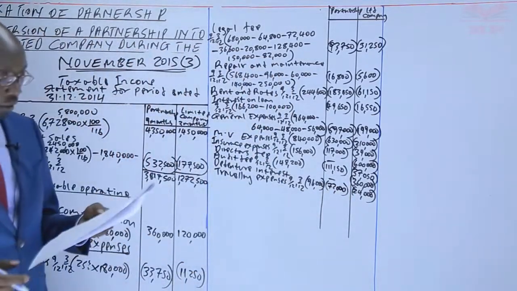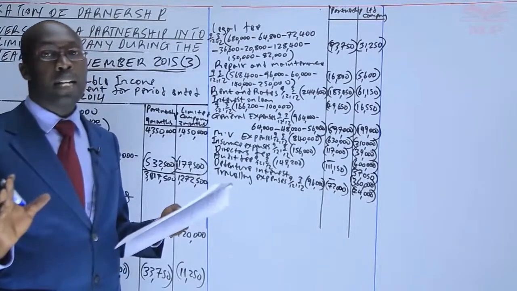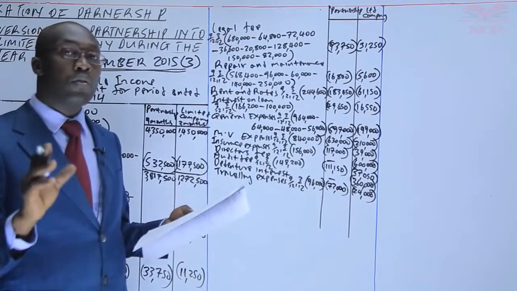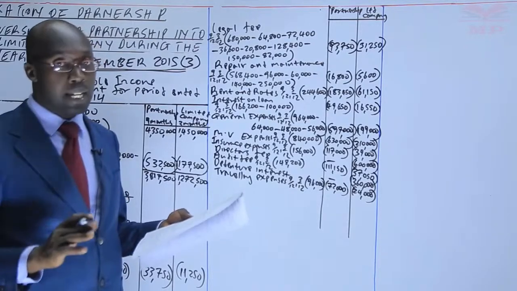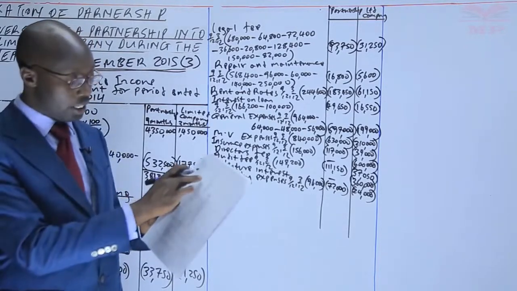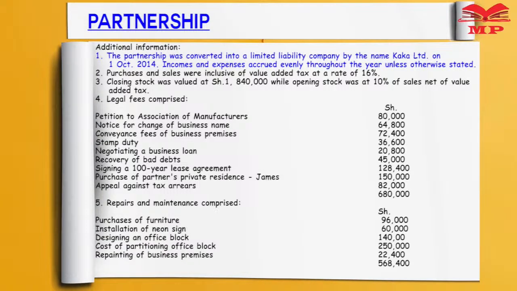When we get to the end of that, we are done with the expenses. But we need to go through the additional information for an expense that is not in the P&L and it's allowable, the one not in the P&L. So we go to the additional information. Number one, the partnership was converted into a limited liability company by the name Kaka Limited on 1st October 2014. Incomes and expenses accrued evenly throughout the year unless otherwise stated. There is no expense there.